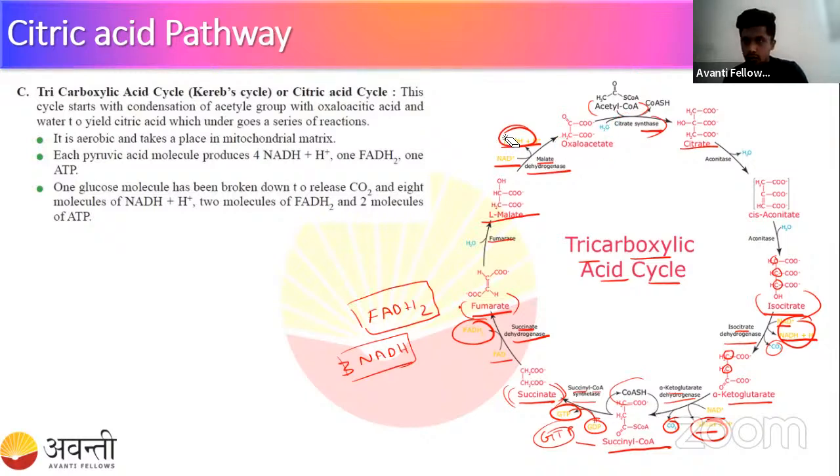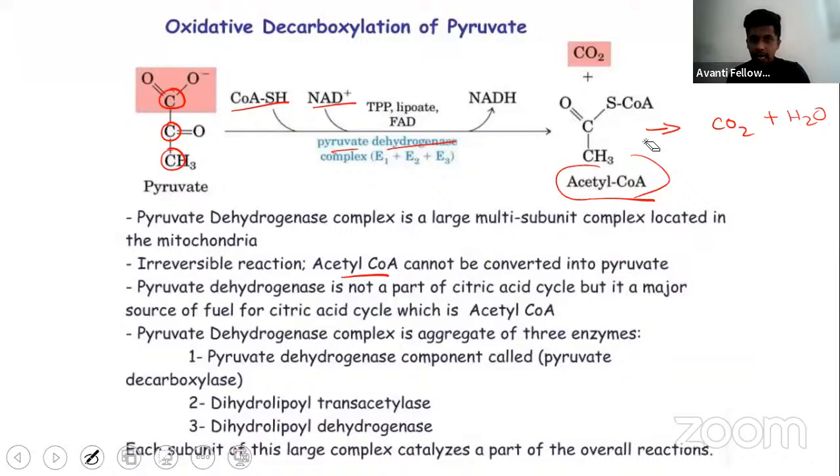So first, where does it begin? The entire cycle begins with oxidative decarboxylation of pyruvate. The pyruvate directly cannot participate in the TCA cycle, so it has to be oxidatively decarboxylated. Okay, it has to do that. So how does it happen?